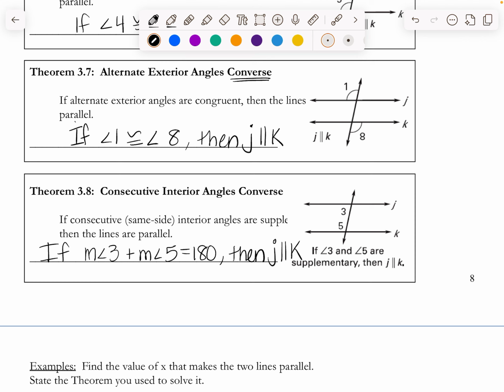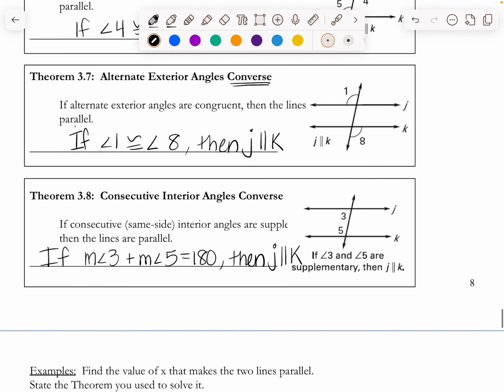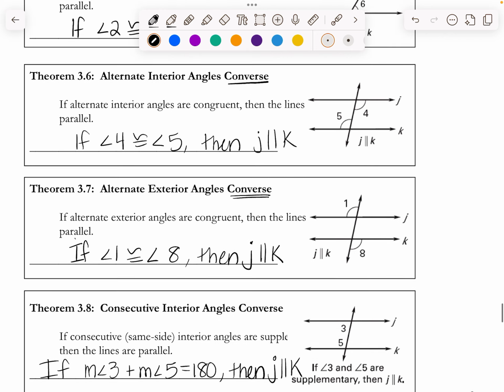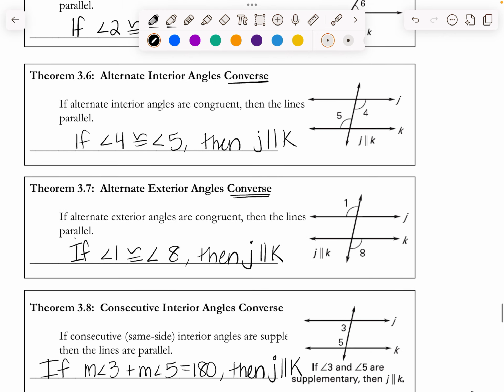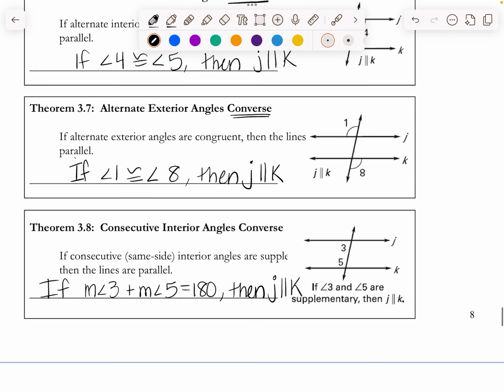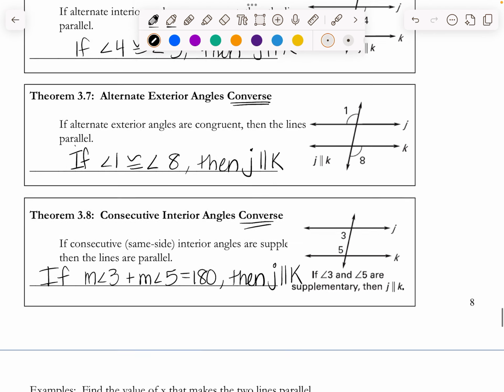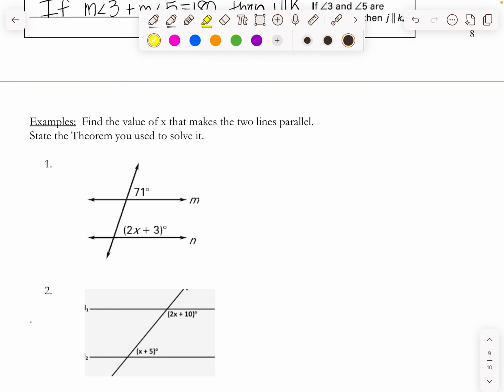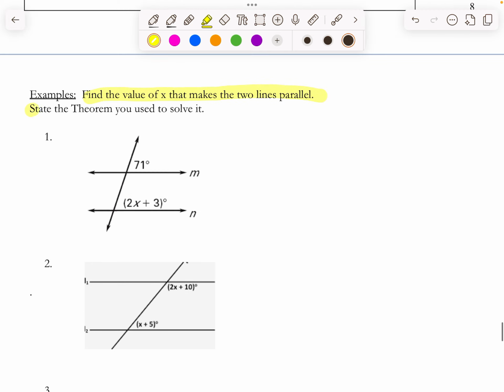So today we're going to work on proving the lines are parallel by showing the if part. So we're going to prove the if part, then the lines will be parallel. And then we're going to say one of these converses that we're using. So our goal is to find the value of x that makes the lines parallel. And then we're going to state the theorem that we're using to solve it.